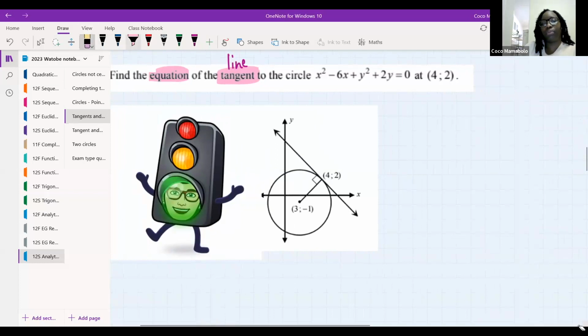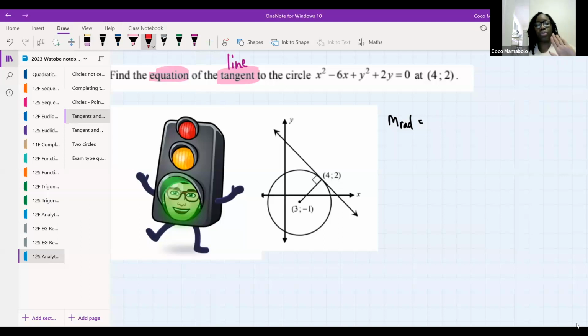All right, Lidwina, what's the first thing we're going to do, my sweetie? Ma'am, the first thing I did was find the gradient of the radius. I got 2. I said 3 minus minus 1 over 4 minus 2, I got 4 over 2, which gave me 2. And then I got the gradient of the tangent by the rule that the product of the two should equal minus 1. I got my gradient for my tangent as minus 1/2.